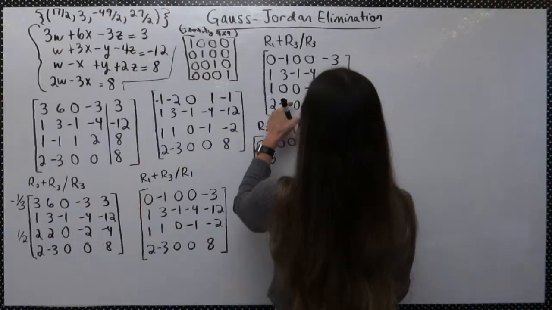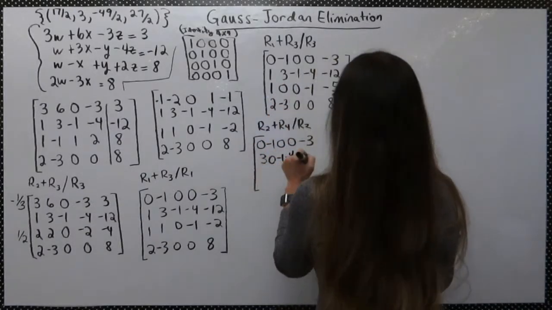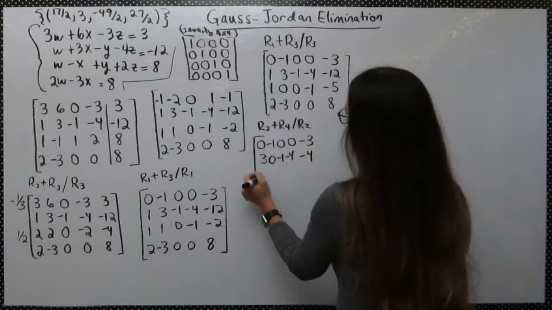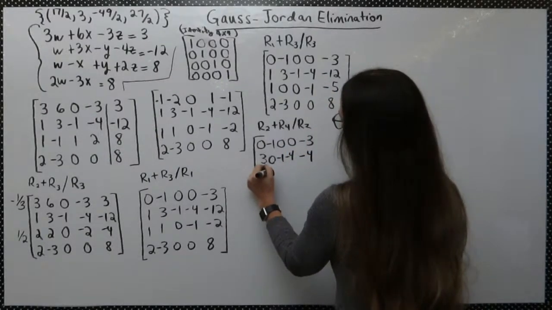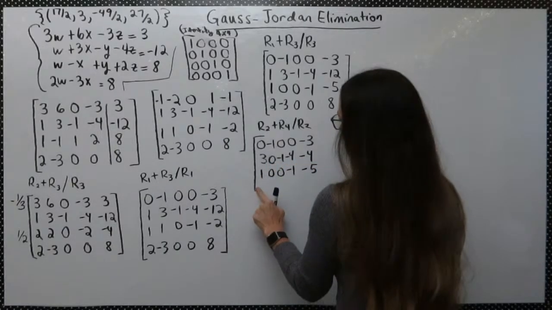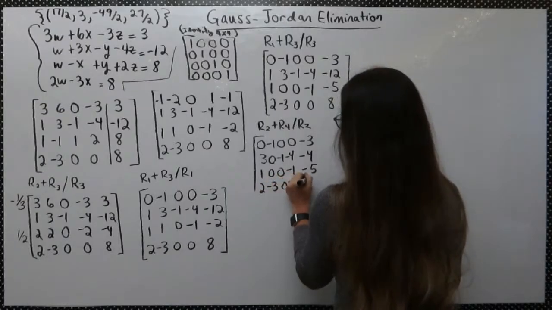That's a 0. So we got -1, -4. And then 8 and -12 is -4. And then we've got 1, 0, 0, -1, -5. And then we've got 2, -3, 0, 0, 8.